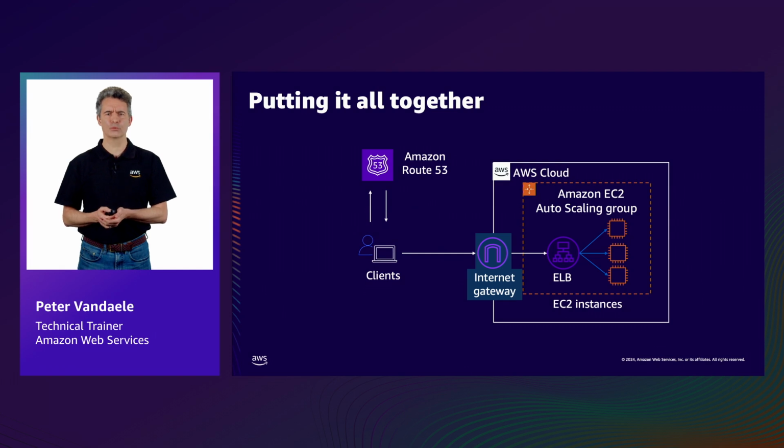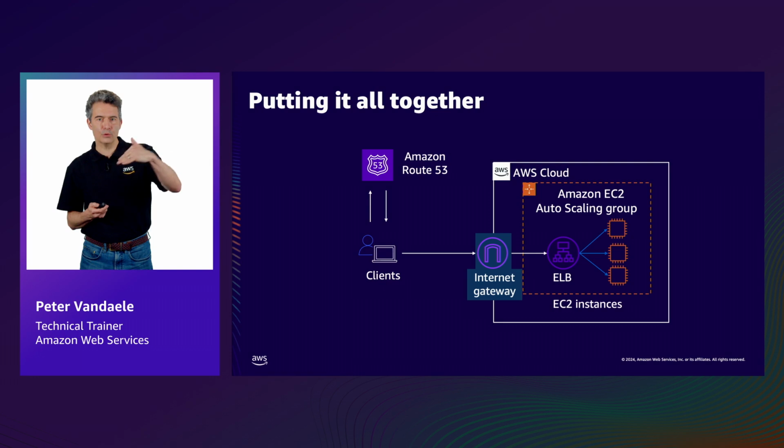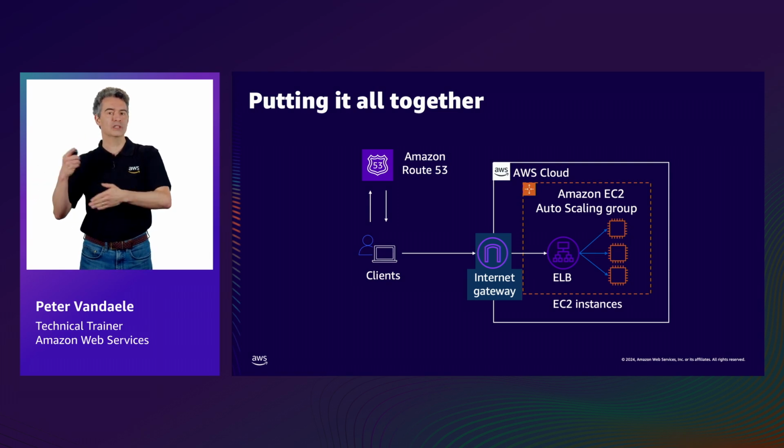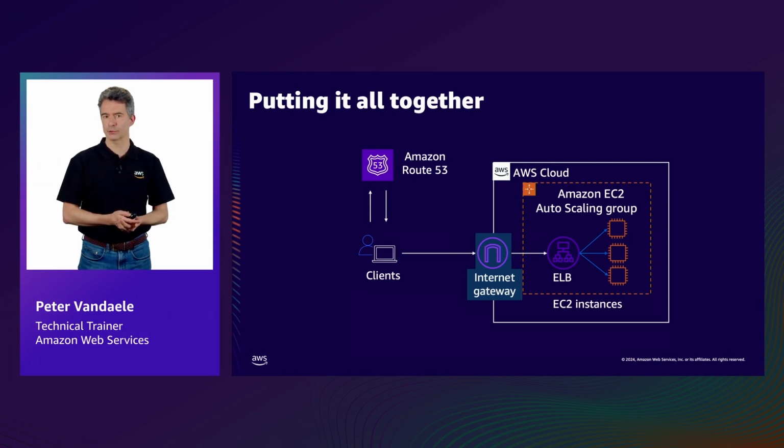So let's see how this works when put together. In this example, we might have a client or an end user that's trying to connect to our application that is sitting within our VPC. The end user would navigate to our URL. Route 53 would be used to resolve that into an IP address, which then leads us through our internet gateway to our Elastic Load Balancer, which distributes the incoming traffic to multiple EC2 instances, which then could respond back to the end user. And we're doing this all within our VPC within the AWS cloud.